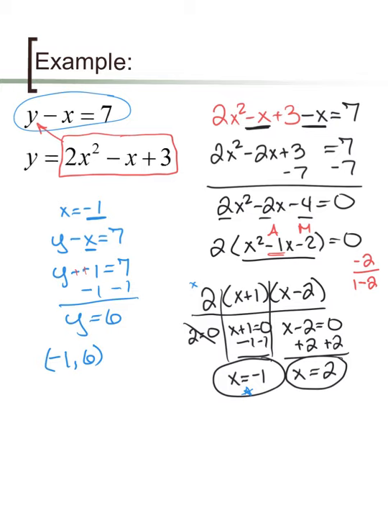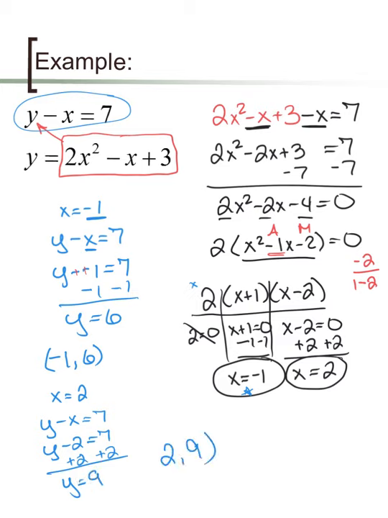I have to do it again for when x is equal to 2. So again, I'm going to pick the top equation, y minus x equals 7. Plug in my x answer. I'm going to add 2 to both sides. I get y equals 9. So my second answer is 2, 9. So this and this are my answers.